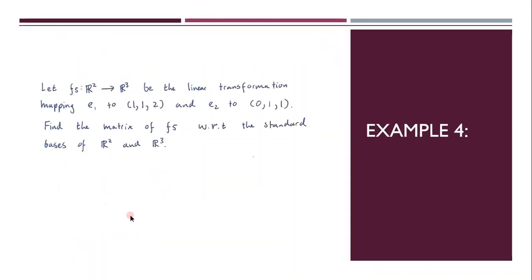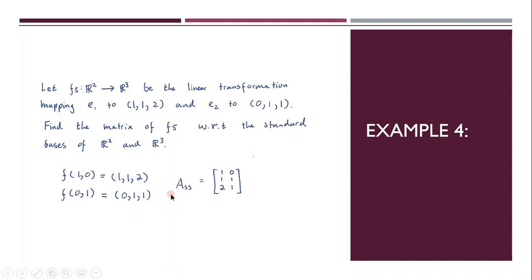So example number 4. Let this be a function where we're mapping something from R2 to R3, and the linear transformation maps our basis vector E1 to 1, 1, 2 and E2 to 0, 1, 1. Find the matrix of F5 with respect to the standard bases of R2 and R3. Okay, now what do we do? So of course, find the image.